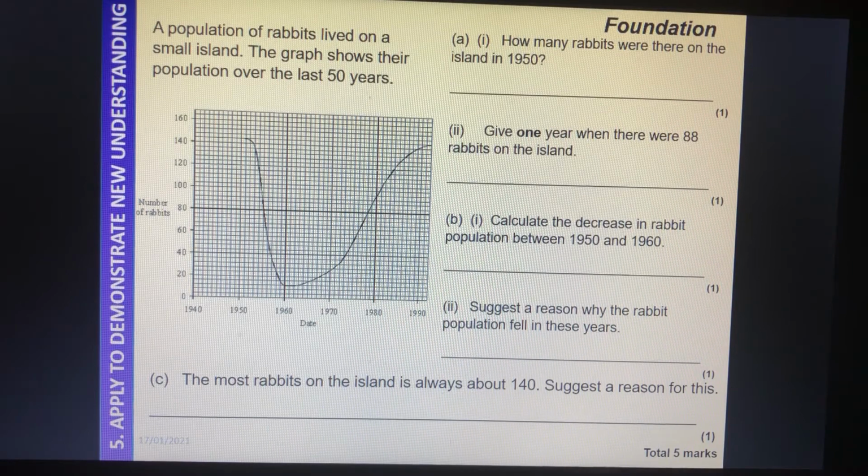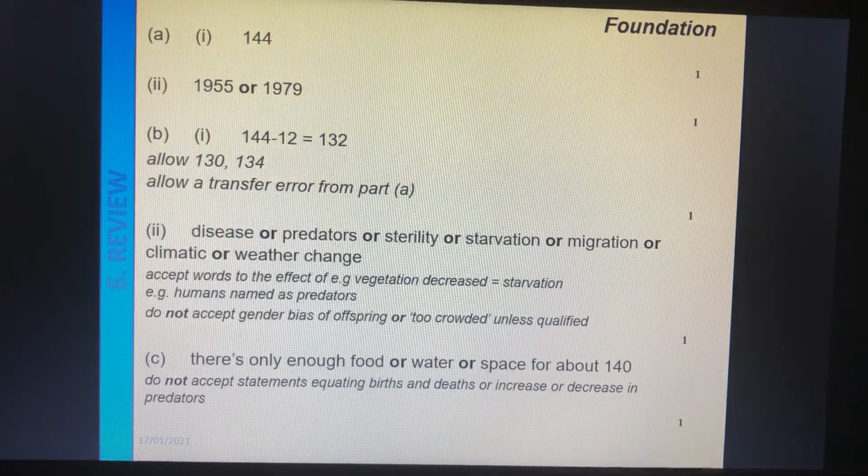Okay, so you will pause the video on this question if you are looking to complete the foundation question. Okay, so here is the question, and if you are completing the foundation question, pause now. Hopefully you did pause and you've completed that question if you're doing the foundation questions, and here is the mark scheme. So pause now to green pen your answers.